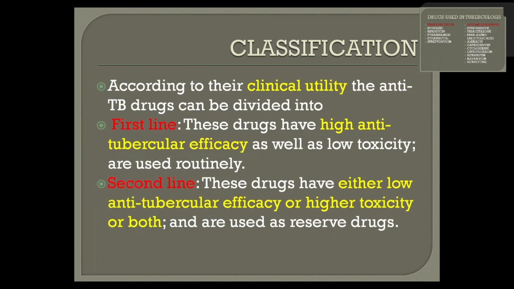The second-line drugs have either low anti-tubercular efficacy or higher toxicity, and sometimes both. Sometimes second-line drugs will have low anti-tubercular efficacy, or sometimes high adverse effects, or sometimes both low efficacy and high toxic effect. So the second-line drugs are used as reserve drugs.